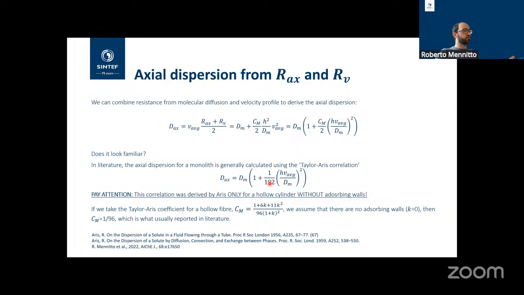But if there are adsorbing walls, we need to account for the retention factor. So we will have to use this equation to estimate CM. Pay attention to not using this correlation for the adsorbing case when using monoliths. Again, in the paper we published, we reported the hollow fiber case, but we reported all the equations to calculate the Taylor-Harris coefficient for many other channels.